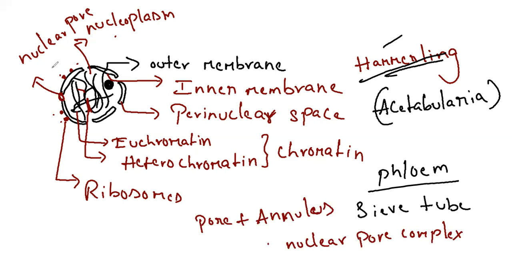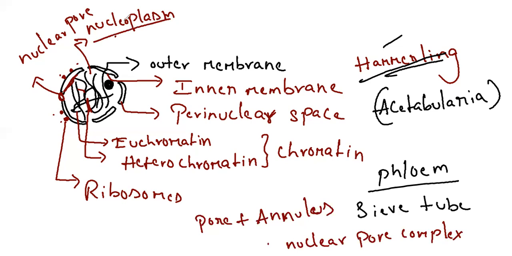What does the nuclear pore do? The nuclear pore lets proteins move from the nucleus to the cytoplasm, and also the mRNA and rRNA synthesized inside the nucleus are exported to the cytoplasm. Next, the inner nuclear membrane is lined by the nuclear lamina, which is formed by lamin protein. The pore complex provides the main channel that unites the nucleoplasm and the cytoplasm.